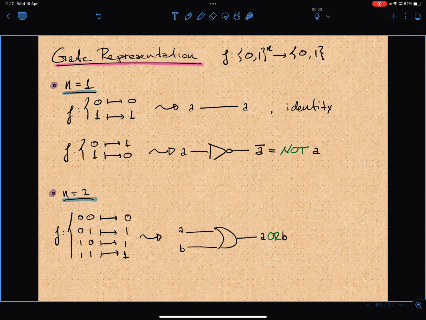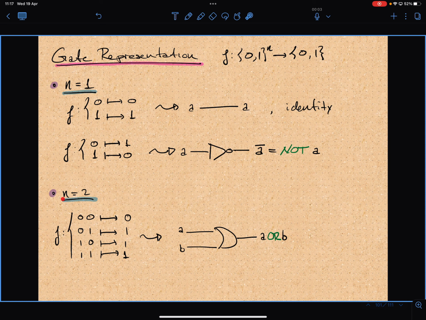Another map that you have is the NOT map, which flips the bits from 0 to 1 and 1 to 0. And this is going to be the gate representation for it. I suspect that you are all familiar with these types of gates, or you've seen them in passing, but I'm just introducing them for completeness.